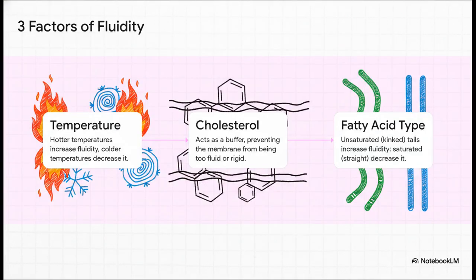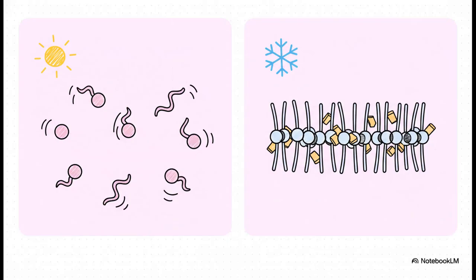But a cell doesn't just cross its fingers and hope for the best. Nope, it actively manages its own fluidity. And it has 3 main control dials it can turn to get things just right: the temperature of its environment, how much cholesterol it has packed in there, and the type of fatty acid tails on its lipids. Let's see how these dials work. Temperature is pretty intuitive, right? Heat things up, molecules move faster, and the membrane gets more fluid, more like an oil. Cold does the opposite. It gets stiffer.